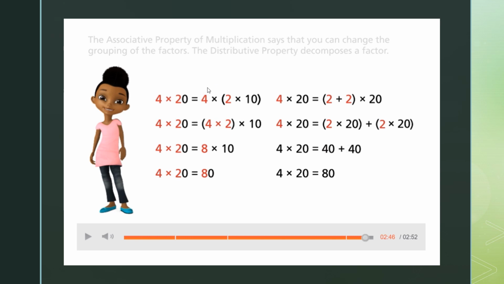You know it's the associative property when the grouping of the factors changes. We see the parentheses shift from one part of an equation to another. We know it's the distributive property when one of the factors has been broken down into smaller parts, and then each part is multiplied by the second factor.